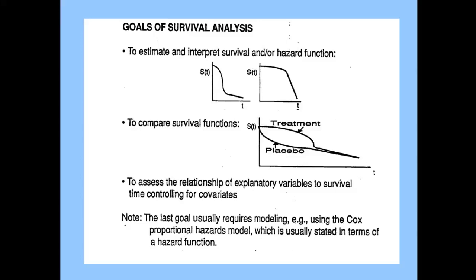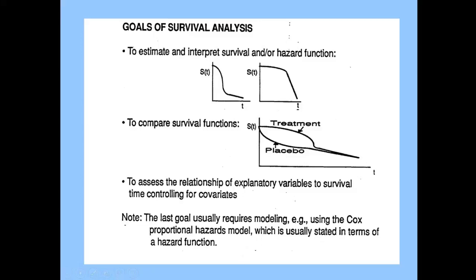So when we talk about this, a general goal is that the outcome is survival time. But you have a bunch of variables. One of them might be an exposure, and you might have variables you want to control for various reasons. And so that's your general question. It's a similar question to the one we had for logistic regression. The only difference is we're dealing with survival data, not with binary outcomes. The last goal usually requires modeling using a Cox proportional hazards model, which is usually stated in terms of a hazard function.